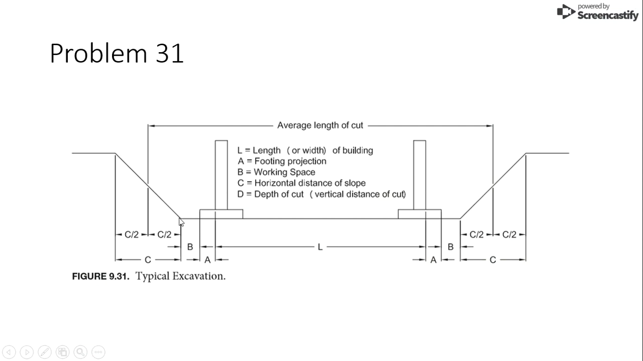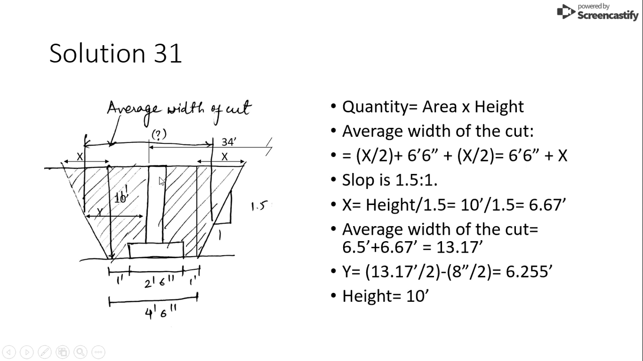So as it is sloped, it is difficult to find the area and volume of it. So what we'll do is find the average length of the cut, and we use the average length of the cut to find the area of the whole excavated part. To find this average length of the cut, in total length we need to add this portion here to here 2 times. So I'll show you how to find that.